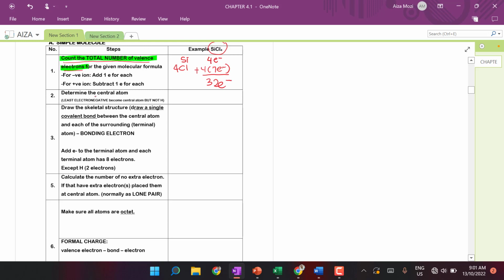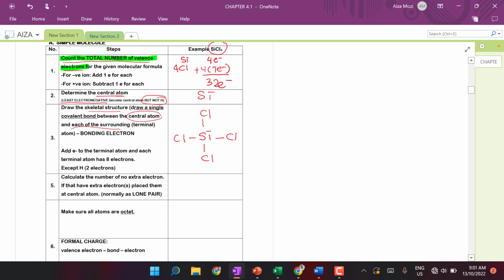Okay, so next is determine the central atom. The central atom must be the least electronegative, but hydrogen never becomes the central atom. So between silicon and Cl, silicon is the least electronegative. So next, draw the skeletal structure. How to draw the skeletal structure? By drawing a single covalent bond between the central atom and each of the surrounding atoms. So you have the central atom, draw a bond to each surrounding atom. Okay, so this is your skeletal structure.